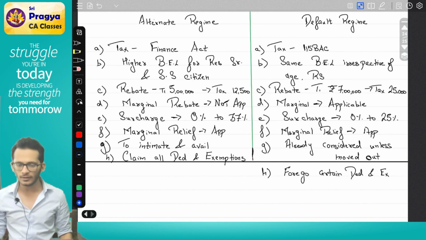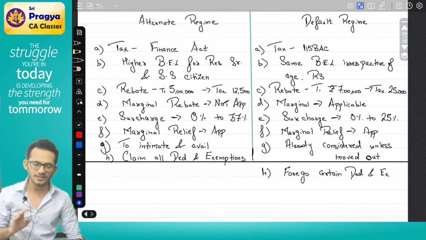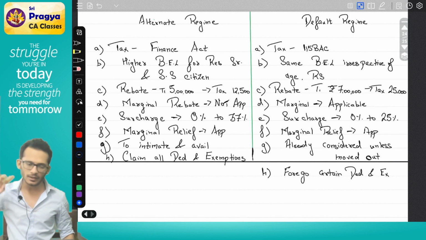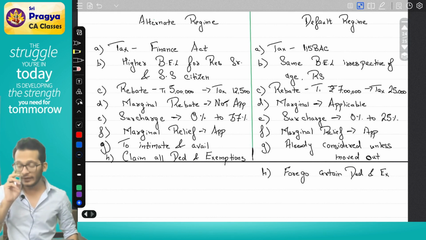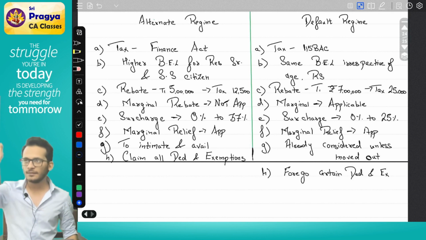You need to ignore them for default regime. In a simple example, say I am in PGBP. I complete the whole chapter, and I'll come and tell you every deduction and exemption which is there. When the chapter gets over, I'll tell you that if you choose to opt for the default regime, you cannot claim this deduction, this deduction, this deduction.